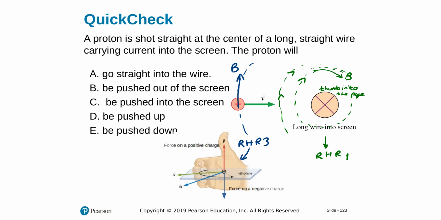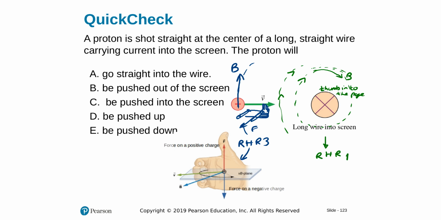I put my four fingers along my velocity, then curl them towards the magnetic field. I rotate my arm to be able to do that, depending on the configuration. Then my thumb will be showing the direction. Thumb should be here, right? And it should be out of the page.